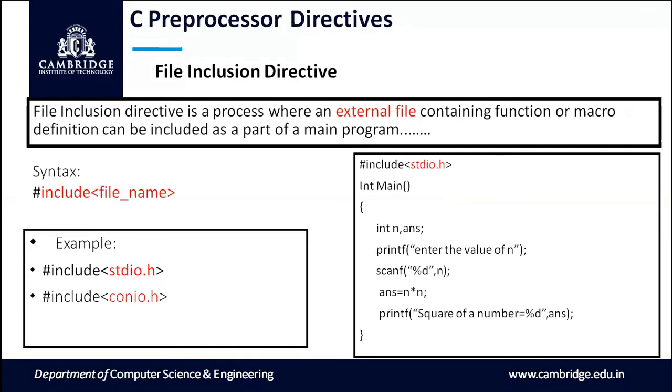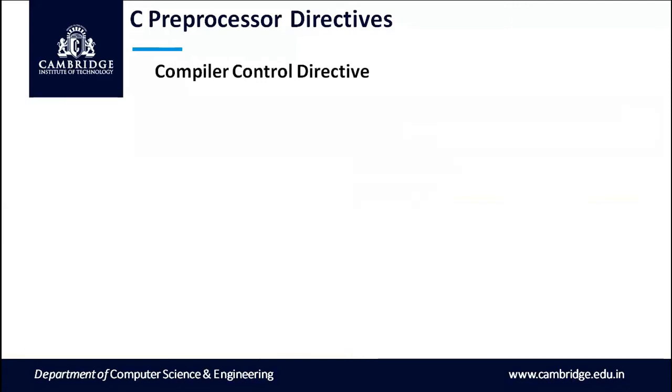Again, I'm going to take a simple program to find the square of a given number, where stdio.h is an external file. I'm going to add that file to my main program with the help of the preprocessor directive, that is #. This is a generally known concept to all of us, the file inclusion directive. The meaning here is we are going to add an external file to our main program. Next we'll see the compiler control directive.